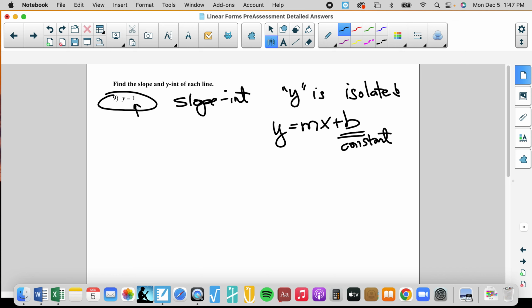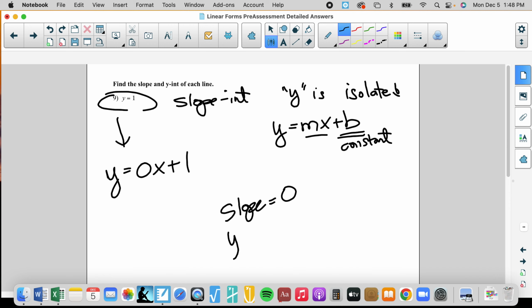So we don't have an x value. How can we not have an x value? Well, the only way you can have no x value is if m is 0. So we can think of this equation as y equals 0x plus 1. That's a nice way of rewriting this starting equation. So now it makes it a little bit easier. My slope equals 0 and my y-intercept equals 1.